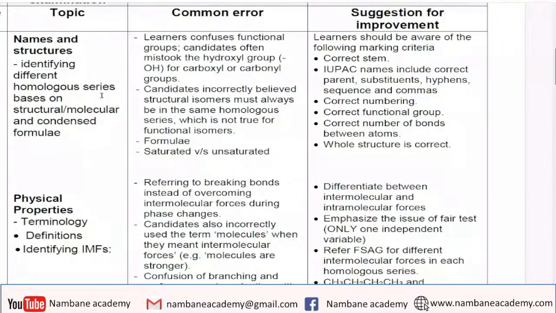And then you number, and then you put in the hyphens, you put in the commas between the number and the name. That is very, very important. But when it comes to all other homologous series, your alcohols, your aldehydes, your ketones, and the likes, remember that you number in such a way that your functional group gets the smallest number. There you prioritize the functional group.